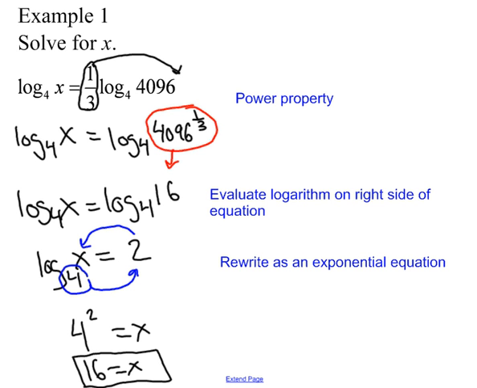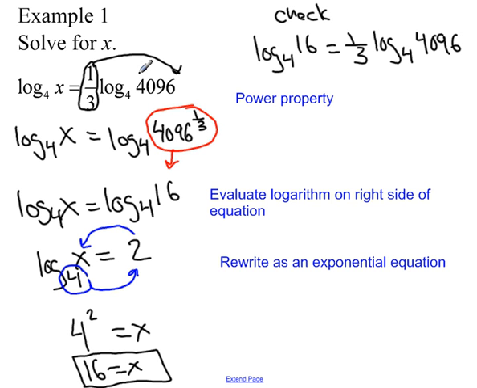Okay, now there is a way, of course, to check this, and that would be to take the 16 and plug it back in here and check that the left side of the equation equals the right side of the equation. So let's go ahead and do that. So this is our check. So that's log base 4. Now we're going to substitute for x. That's 16 equals 1/3 log base 4, 4096.